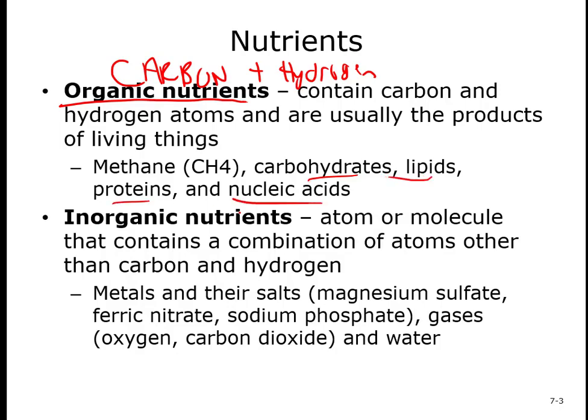A lot of living organisms, almost all of them, need some sort of organic nutrient, including us humans. Inorganic nutrients. These are nutrients that contain other things, not carbon or hydrogen. Okay, such as metals, iron, okay, is an inorganic nutrient. Salts, carbon dioxide and oxygen and water are all inorganic nutrients.